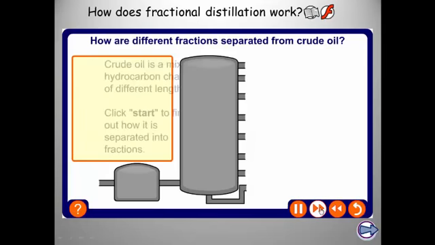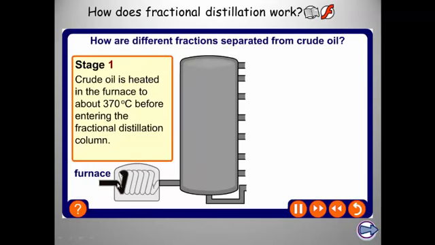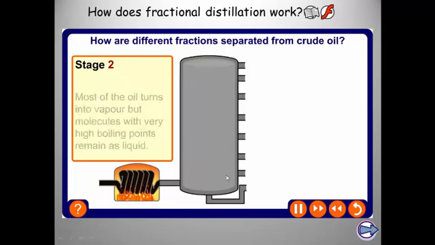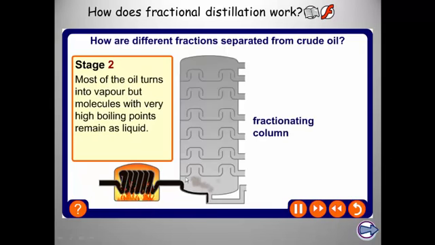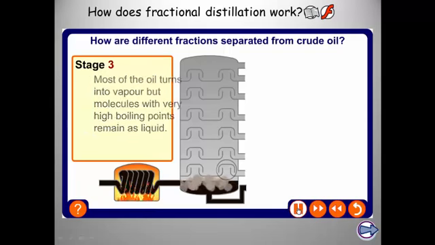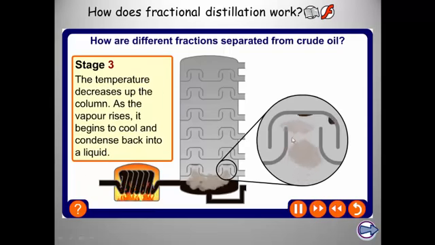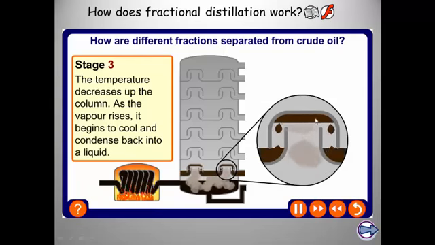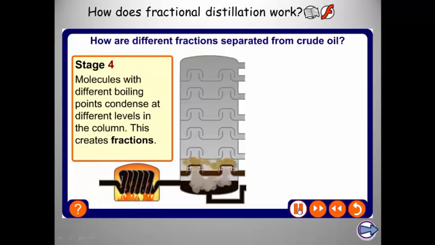If you look at the process, the crude oil goes into a furnace and is heated up to 370 degrees, as you can see there. Most of the oil then turns into vapour, and then it begins to go up the fractionating column. Eventually it hits these plates, and then condensation happens, and all of the different fractions begin to go at different levels. You can see that these are the heavier fractions and those are the light fractions.